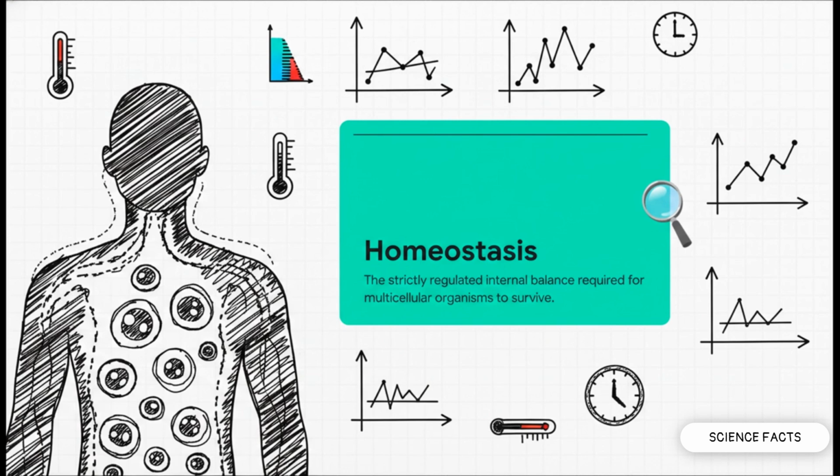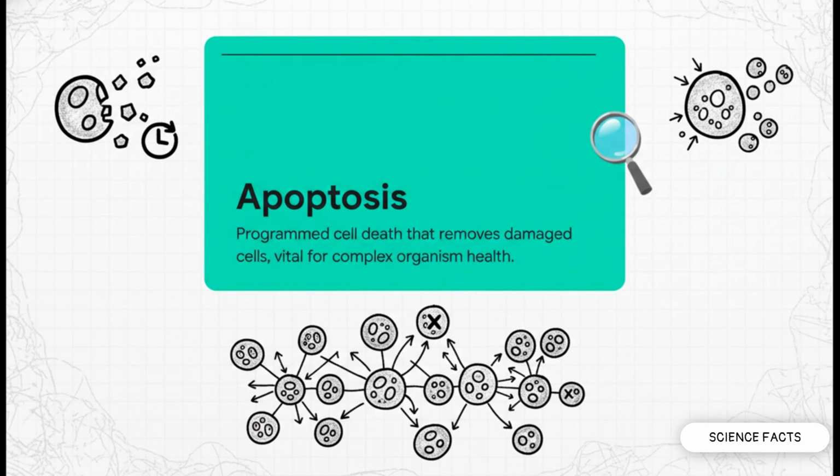Moving up to complex life, we have homeostasis. When you have multicellular eukaryotes like, say, a human being, you're dealing with massive networks of billions of cells that all have to function perfectly together. Homeostasis is the strict, continuous regulation required to keep that internal environment perfectly balanced, constantly managing everything from your temperature to your pH levels.